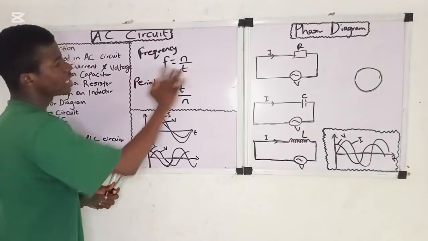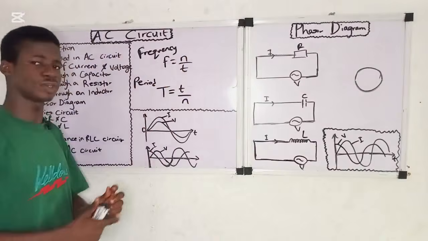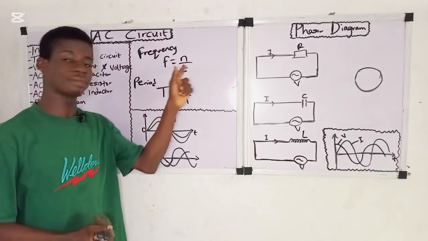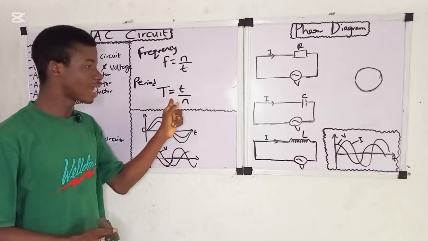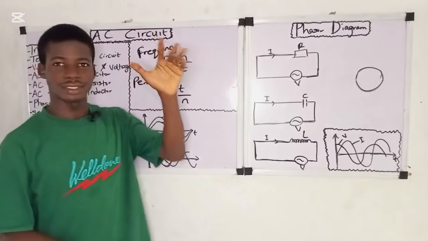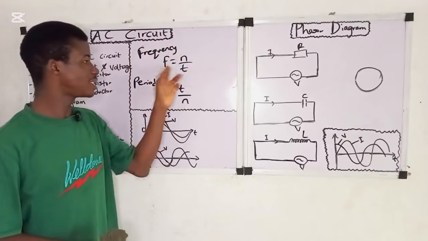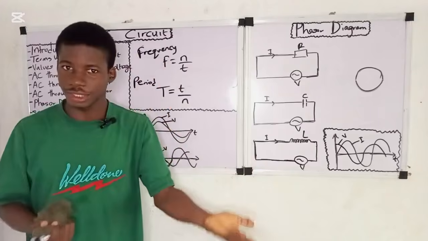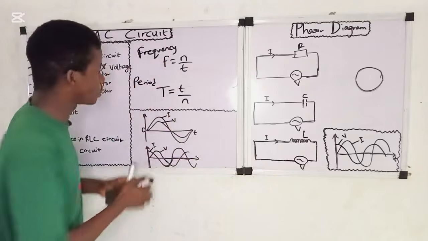So now if you look at the two formulas for frequency and period, you find out that frequency is number of cycles divided by time, right? If you look at period, it is time divided by number of cycles, right? So that tells you that frequency and period are reciprocal to each other.